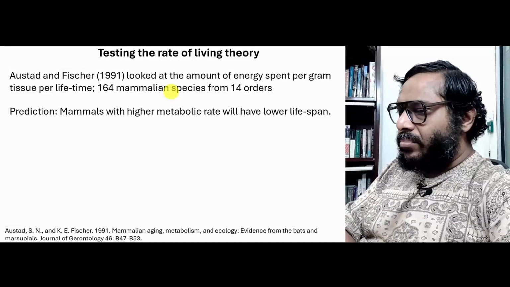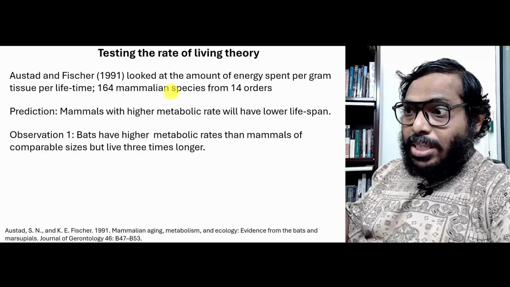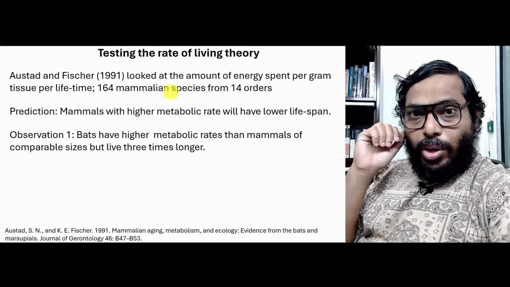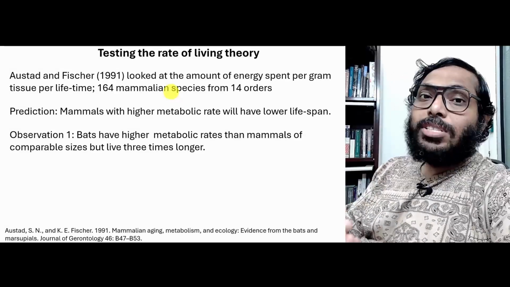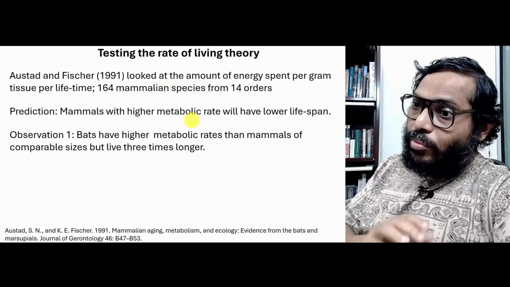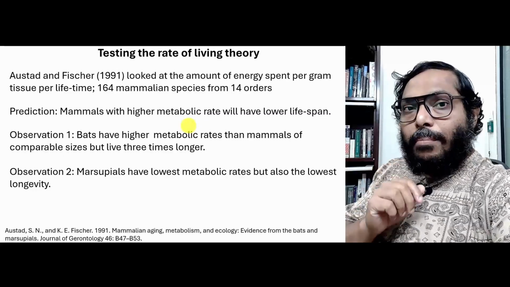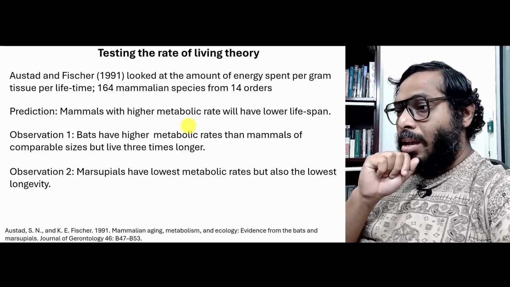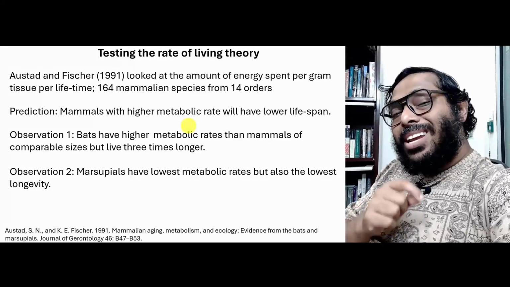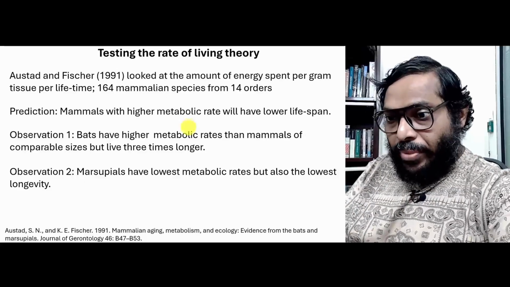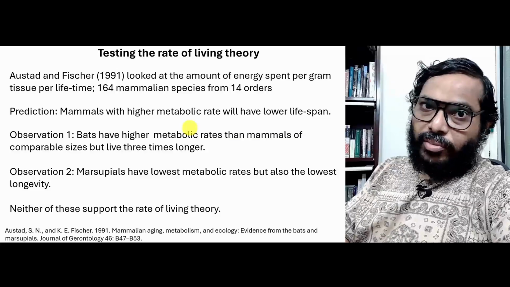Easy prediction. But what they found was that bats, remember these are flying mammals and therefore they have the highest metabolic rates, no surprise over there, but they also tended to live 3 times longer than the other mammals. So, obviously, this is not squaring with the prediction. Similarly, they saw that marsupials, the kangaroos and other pouched animals, have the lowest metabolic rates, yet they also have the lowest longevity, and neither of these two observations support the rate of living theory.